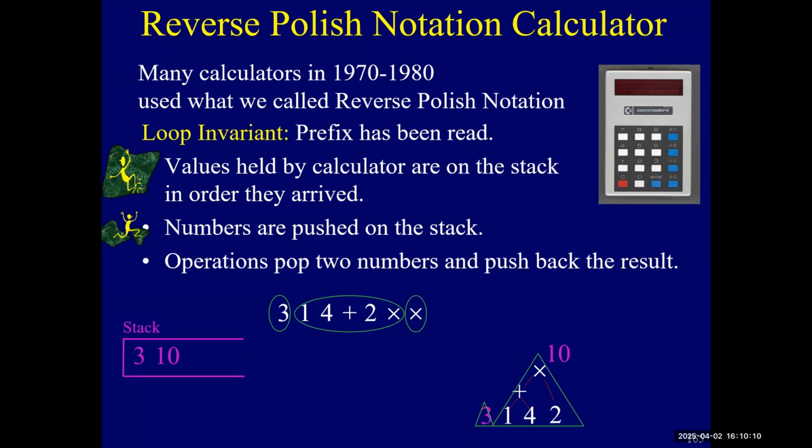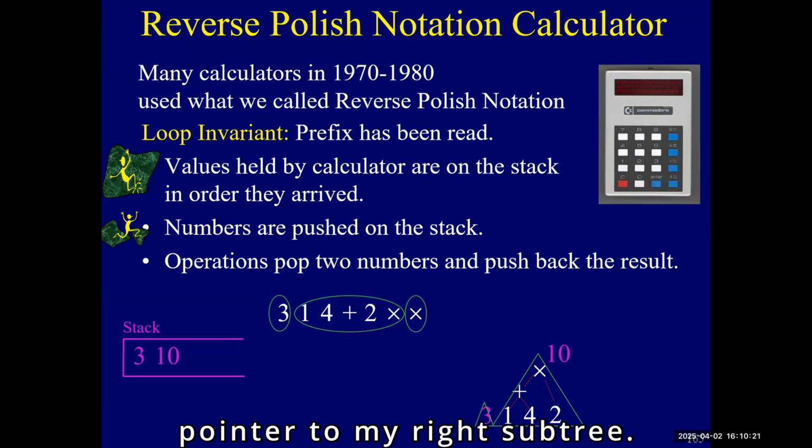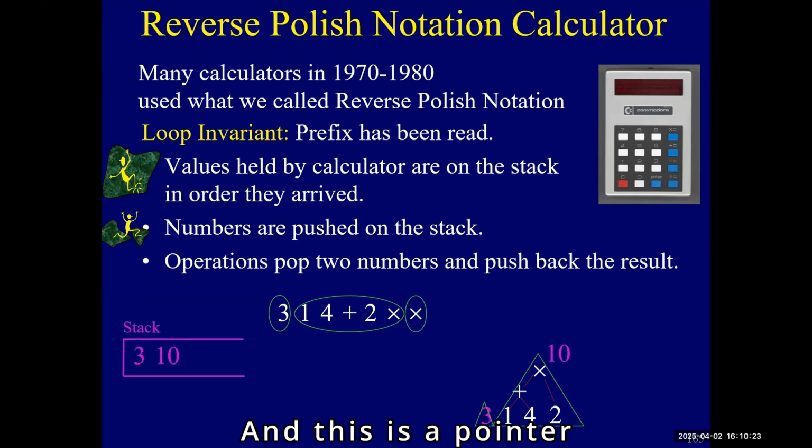So it's an iterative algorithm with the loop invariant, right? And you know, I'm really big on loop invariants. The loop invariant's true. What does that tell me? That tells me I just read a times, and this is a pointer to my right subtree, and this is a pointer to my left subtree. I don't know what's here. It's none of my business, right? This is what my loop invariant tells me.